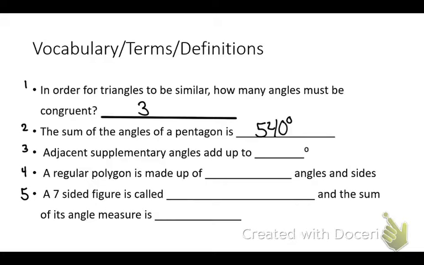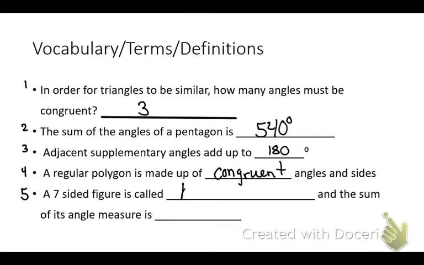540 degrees. Guys, I could throw out any figure, any polygon. If I said hexagon, heptagon, octagon, you've got to know them all. You don't know which one is going to be on your test. Adjacent, supplementary, what do they add up to? 180. Regular polygon: all the angles and sides are congruent.